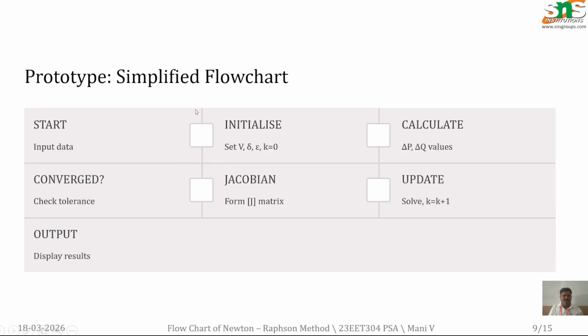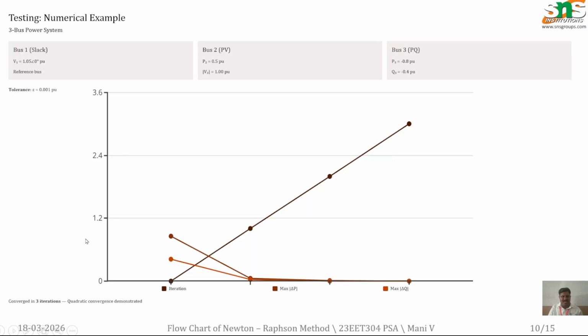We have to start. We have to gather the input data, set the bus voltages, and calculate the change in power, the change in real power and reactive power, and we have to check for convergence, form the Jacobian matrix, update the result, and then we are able to display the results. So this is the numerical data which is given for a sample 3 bus system.